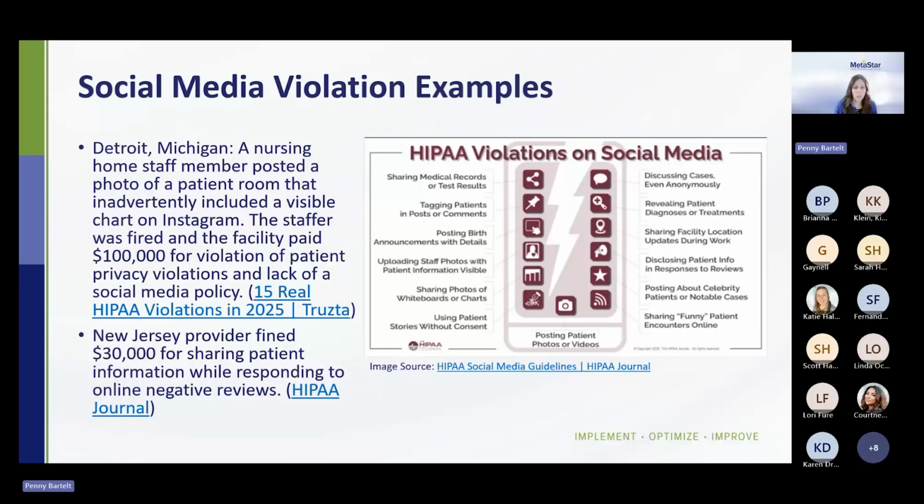And then there's a New Jersey provider that was fined $30,000 for sharing patient information while responding to online negative reviews. So being mindful of commenting when people put things out there.